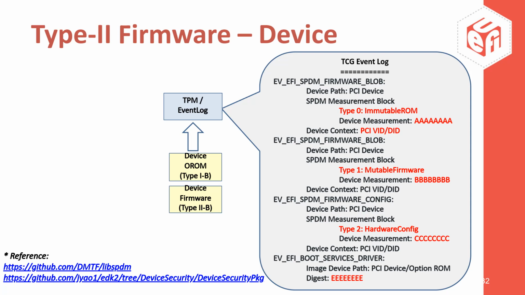And the third one is type 2 hardware configuration. The measurement is CCC. They all have a device context associated to describe what type of device this is. For example, the PCI context includes the PCI vendor ID and device ID, and you can trace back to which vendor created this PCI card. A USB context includes the USB descriptor information, and you can know who created this USB. And the last entry is a PCI option ROM. It's measured at boot service driver, and it can know that information by the image device path.